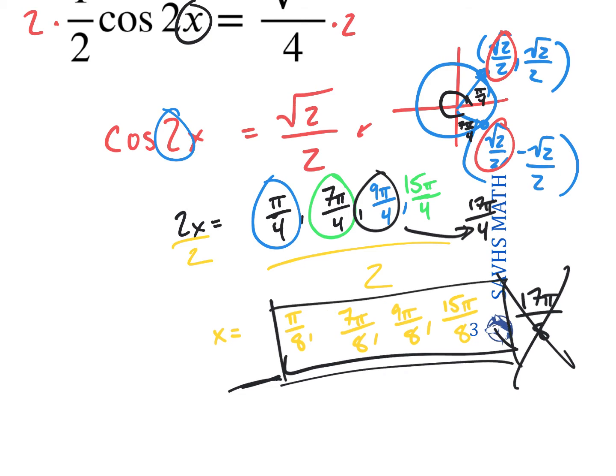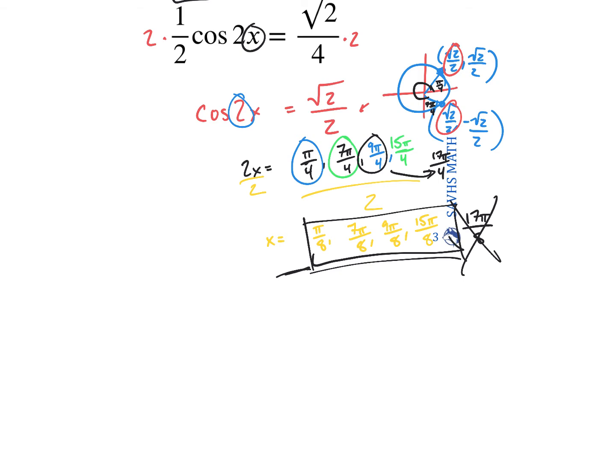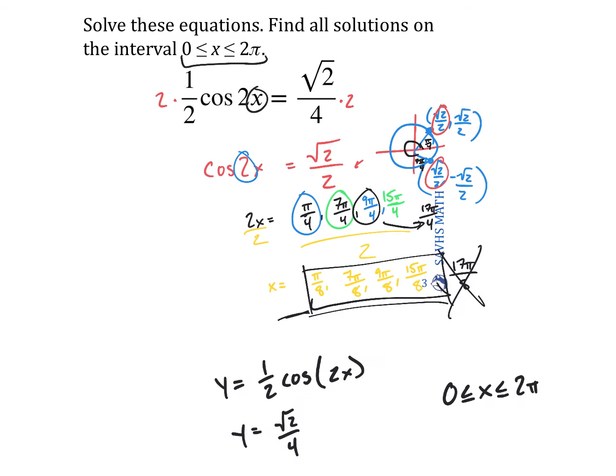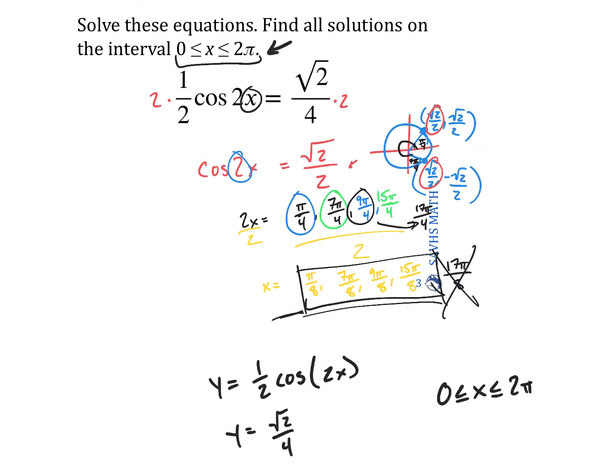I would definitely recommend that you go to the graph and check your work here. So I would type in y equals 1/2 cosine of 2x, and then I would type in y equals square root 2 over 4. And then I might put in 0 is less than or equal to x is less than or equal to 2 pi, because that's the rule that it says right here. I would put in all 3 of these in Desmos, 1, 2, and 3. And then I'm looking for all the places where this graph crosses this graph. There should be 4 of them, and it should be these 4 values. We're looking for the x values. So you can check your work by doing that.